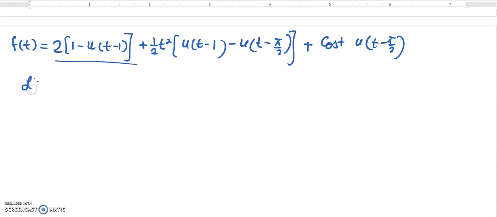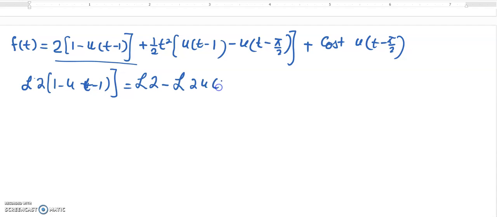So for example, I can take the Laplace of this term, 1 minus u(t minus 1). It will be the Laplace of 2 minus the Laplace of 2 times u(t minus 1). So what will be the Laplace of 2? The Laplace of 2 we can easily find, it is 2 over s, because the Laplace of 1 is 1 over s. So there is no problem with that, it is 2 over s.